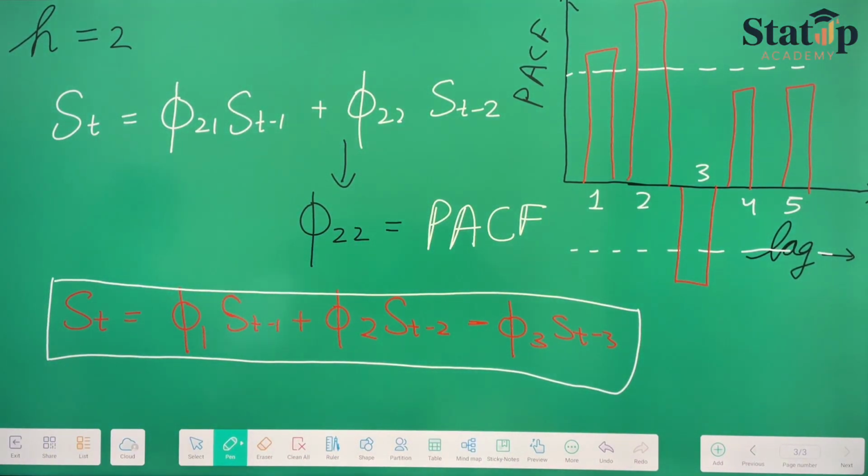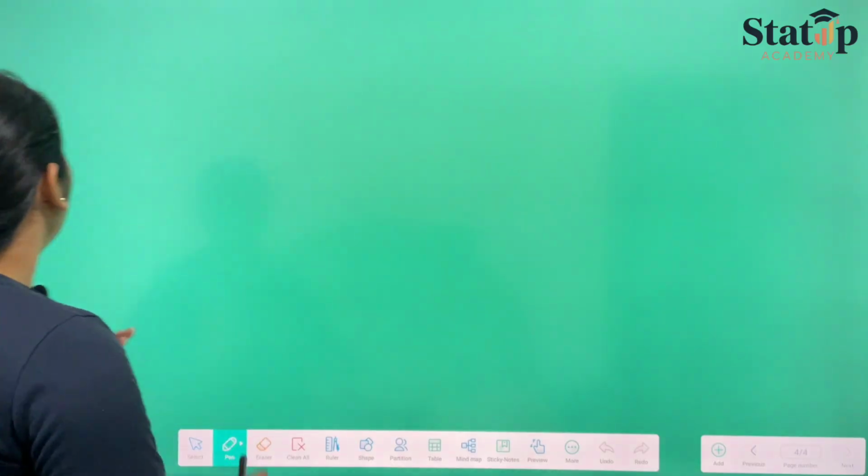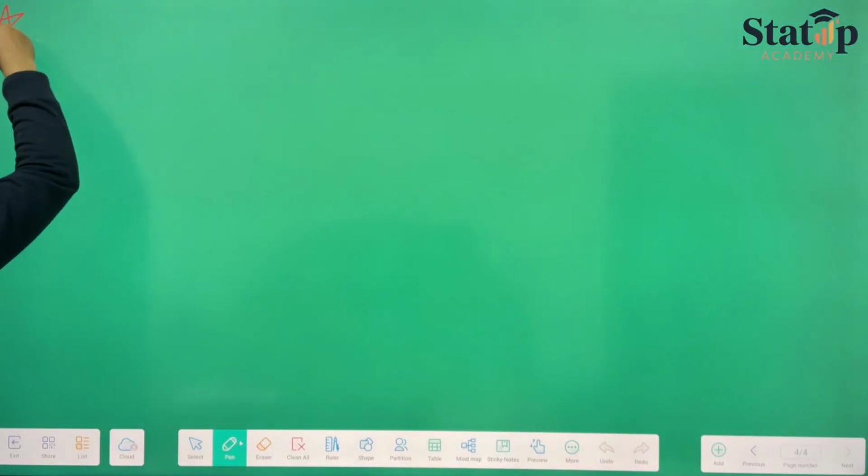Now there are some properties that we need to discuss of autocovariance function and autocorrelation function. First one is autocovariance function. As we all remember, autocovariance function.